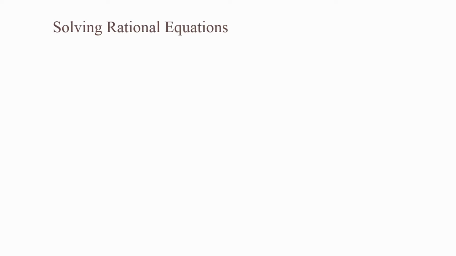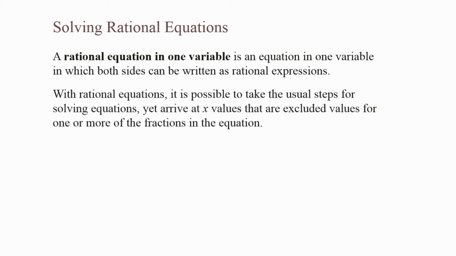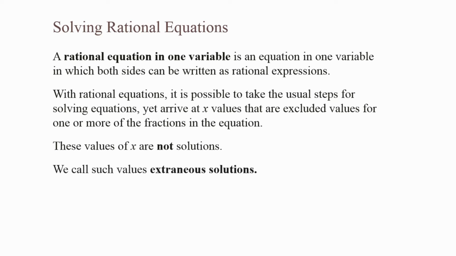Solving rational equations. A rational equation in one variable is an equation in one variable in which both sides can be written as rational expressions. With rational equations, it is possible to take the usual steps for solving equations, yet arrive at x values that are excluded values for one or more of the fractions in the equation. These values of x are not solutions. We call such values extraneous solutions.